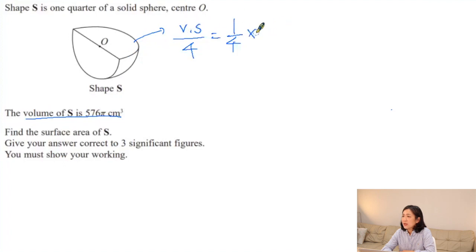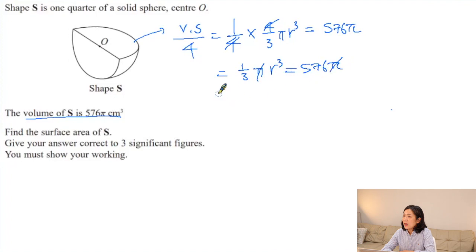So 1/4 times the volume of the sphere, which is 4/3 pi r cubed, right? Then now our missing value is R, right? But we've got a volume. So using this 576 pi, you need to come up with the value of R. Simplify, so 1/3 pi r cubed will be 576 pi. So we divide by pi, then r cubed will be 576 times 3, right? Since the inverse operation of the cube is the cube root, now try to focus on this big number.